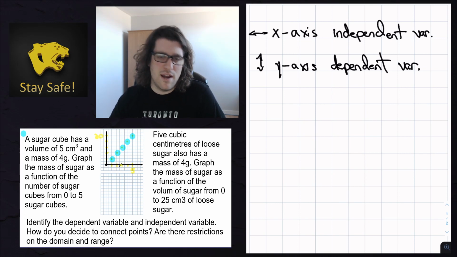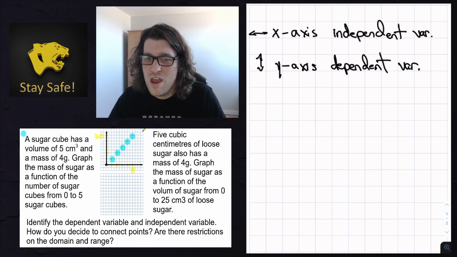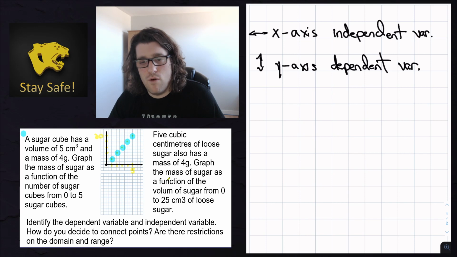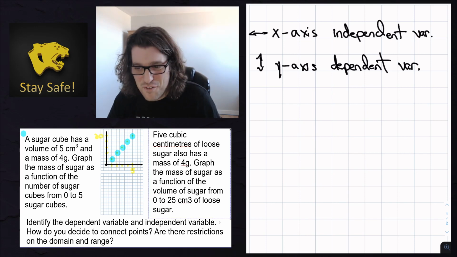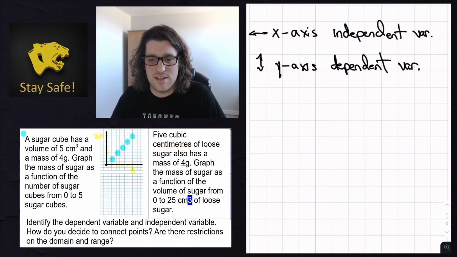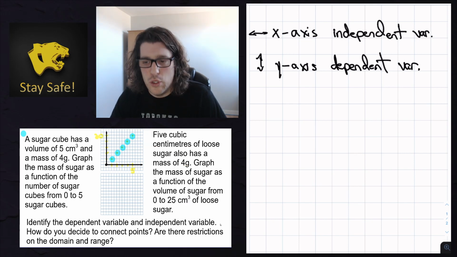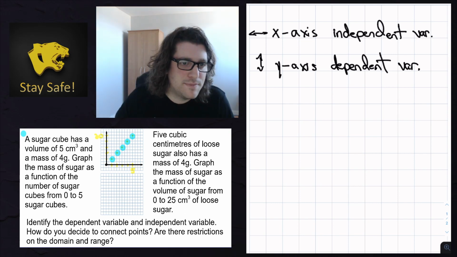The other thing here, and I should label it as I go, I'm kind of running out of room. 5 cubic centimeters of loose sugar also has a mass of 4 grams. Graph the mass of sugar as a function of volume of sugar from 0 to 25 centimeters. Oh, I guess I just didn't go back through and proofread that one. Centimeters cubed of loose sugar. All right, so let's go ahead and do that.